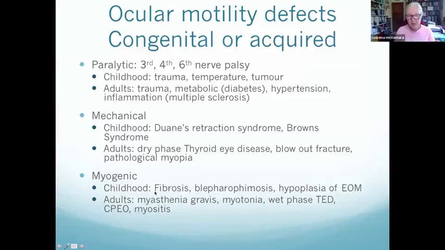So fibrosis of the muscles can be a genetic inherited disease. You can have blepharophimosis, where the eyes are misshapen, and you can have hypoplasia of the extraocular muscles themselves. In adult life, diseases which affect the muscles would be myasthenia gravis, hypertonia, the wet phase of thyroid eye disease, chronic progressive external ophthalmoplegia, myositis, to name but a few.